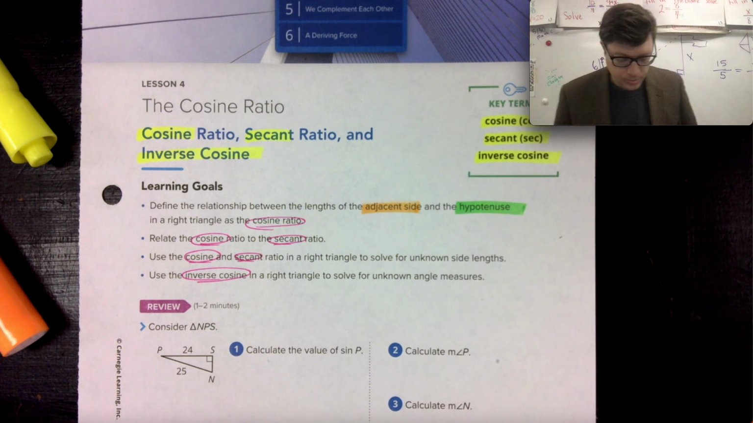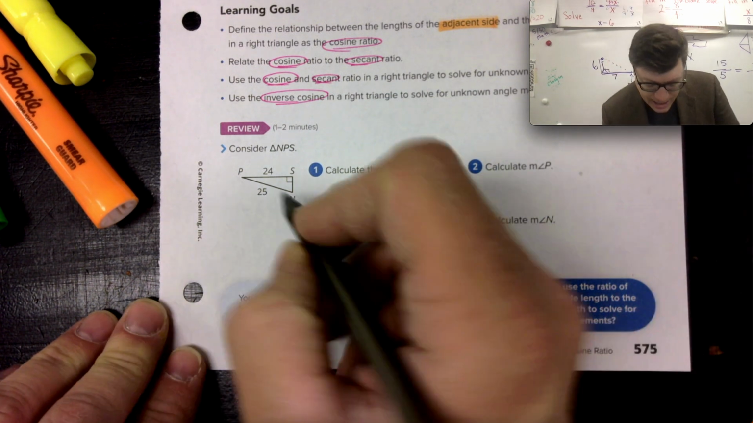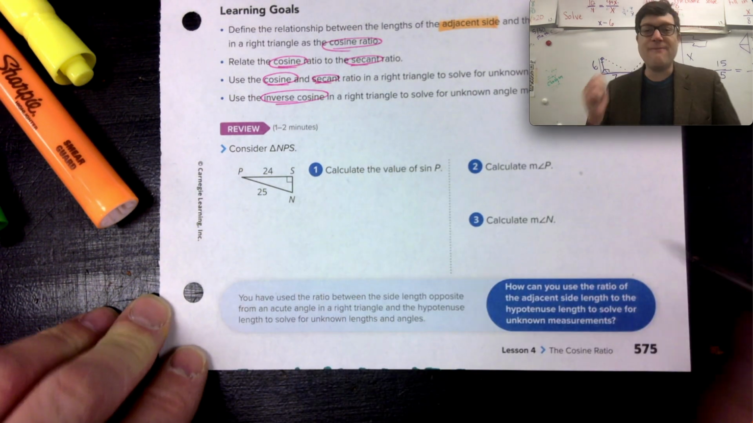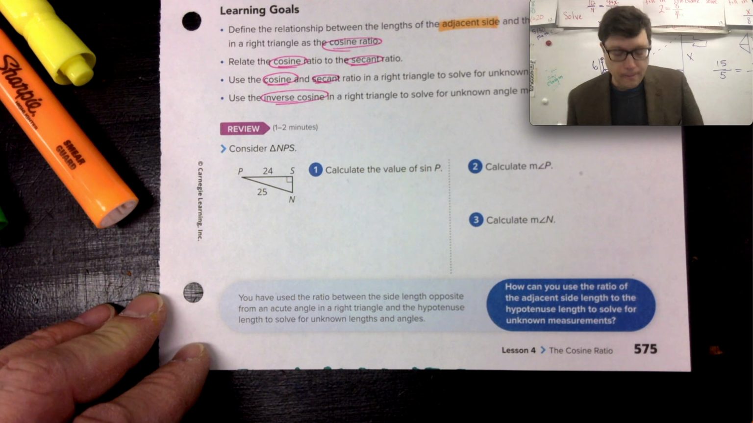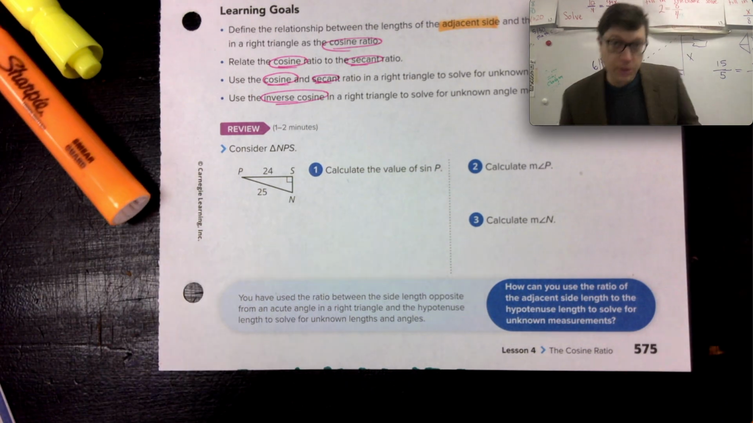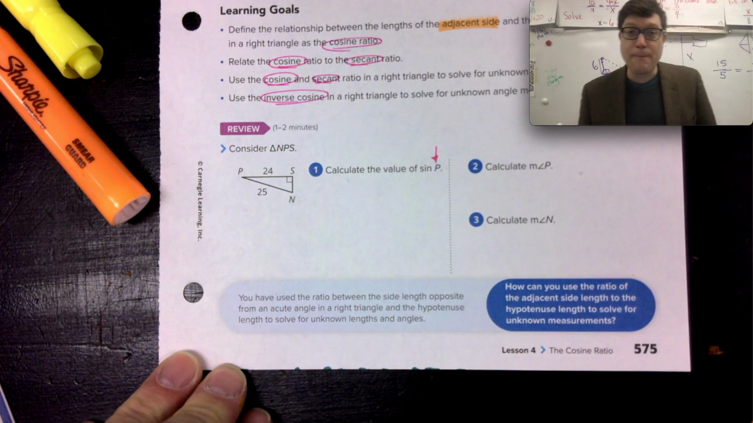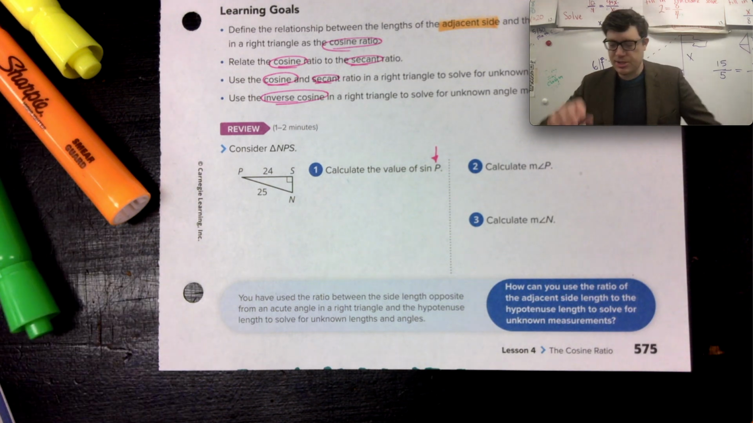Let's review. Here we go. We have a triangle NPS, and we're going to calculate the value of sine P. Well, this triangle is drawn this way on purpose because, first of all, we should figure out what the reference angle is. And if they say the letter sine P right there, I'm going to pause for a second.